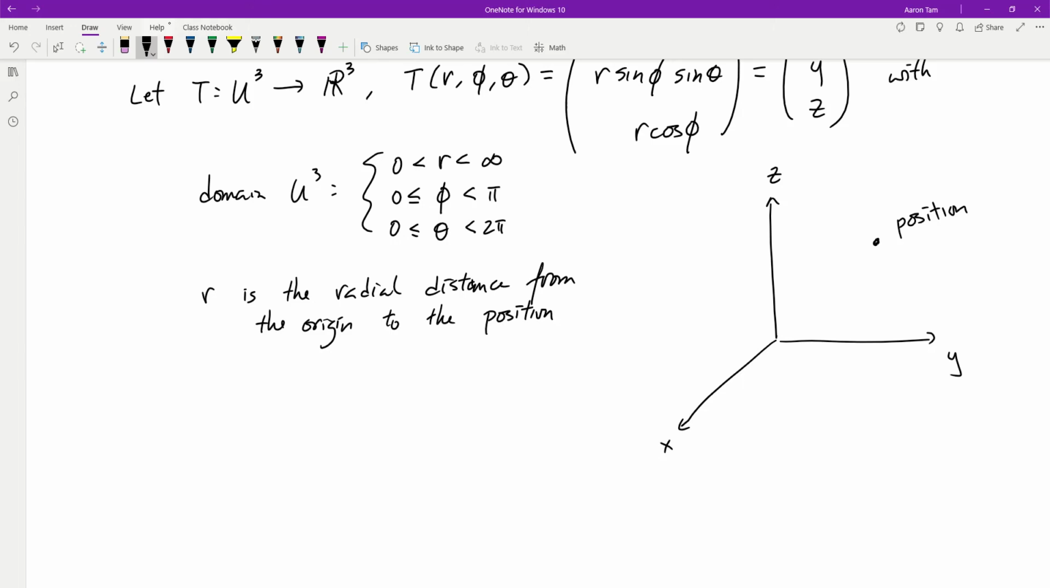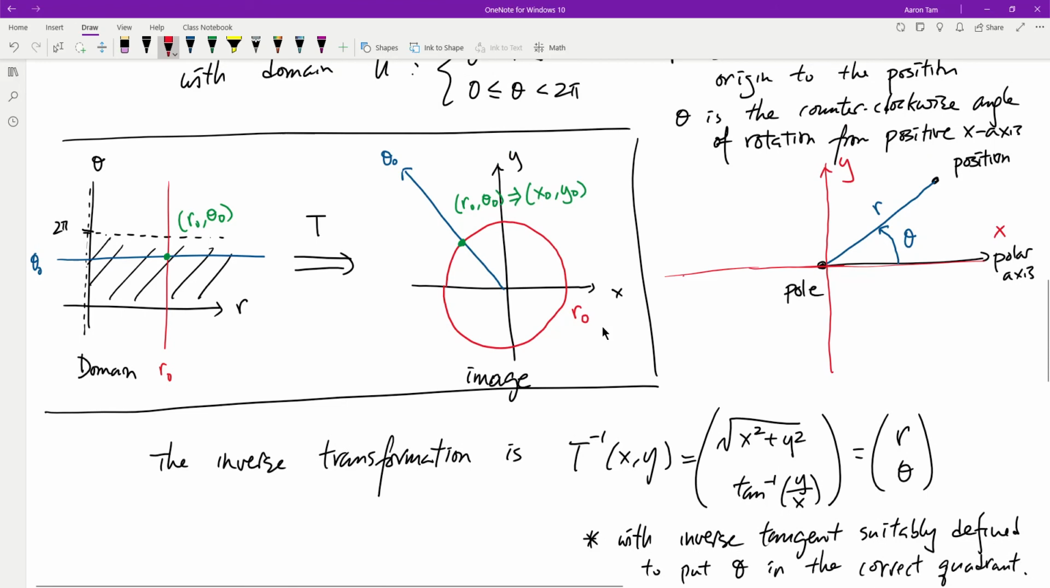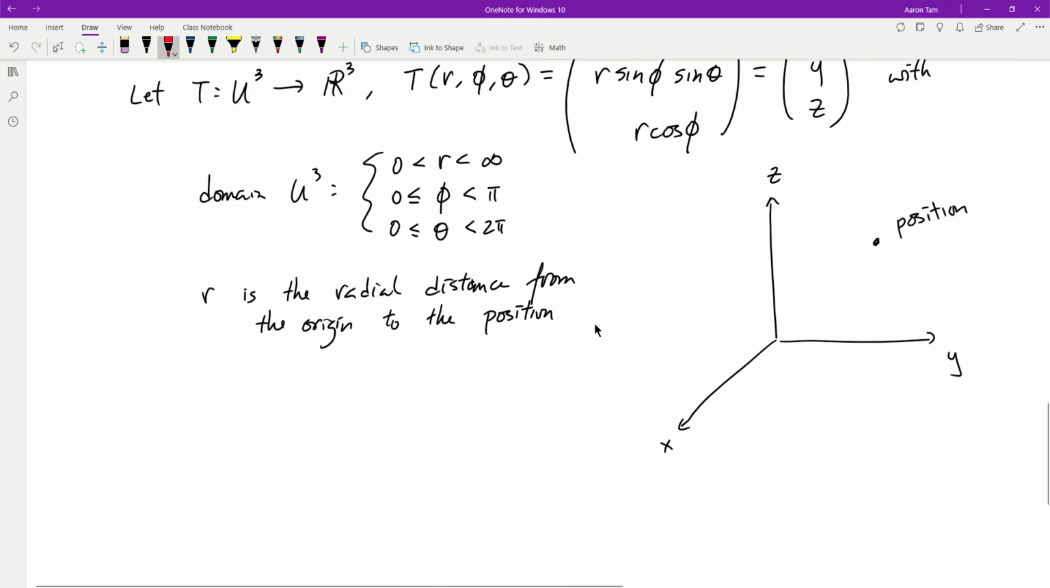So what I'm going to do is define that. I'm going to try to do the same thing, kind of like what we did here. I'm actually going to use three different colors to describe it. So let's start with this one. This is basically what R is. It's how far from the origin to the position.